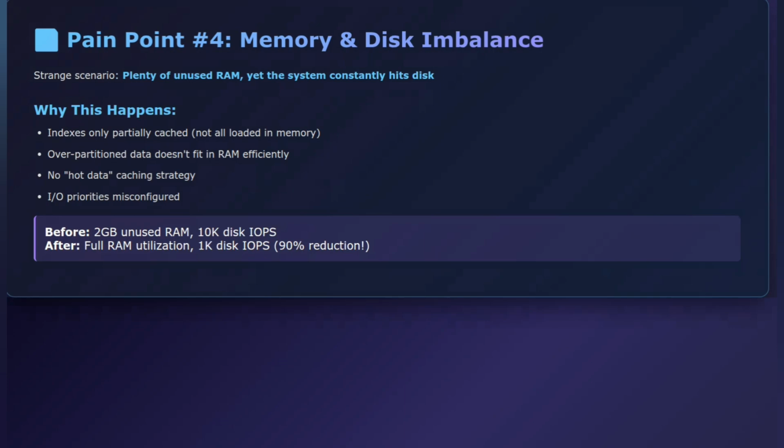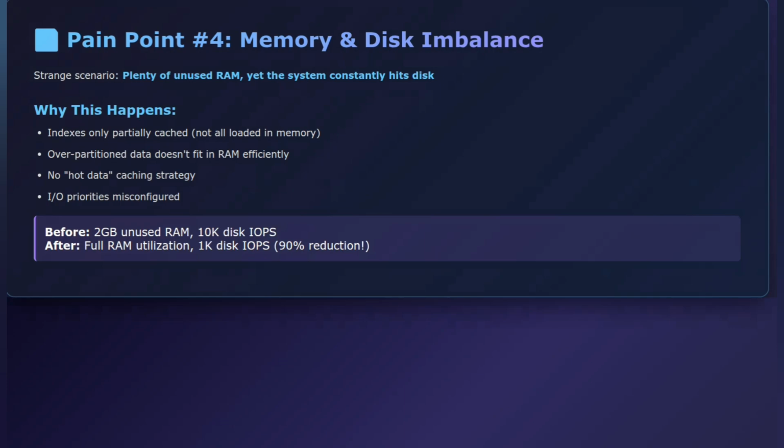Vector databases store data in 2 places. 1, hot storage, the index structure kept in RAM for fast access. 2, cold storage, the full vectors kept on disk. If your indexes are constantly paged out to disk or only partially cached, every query becomes a disk operation. And disk is 10,000 to 100,000x slower than RAM. This problem manifests as high latency, P99 queries taking seconds instead of milliseconds, high disk I/O, SSDs degrading, costs spiking, unused RAM. It's sitting there but not helping.